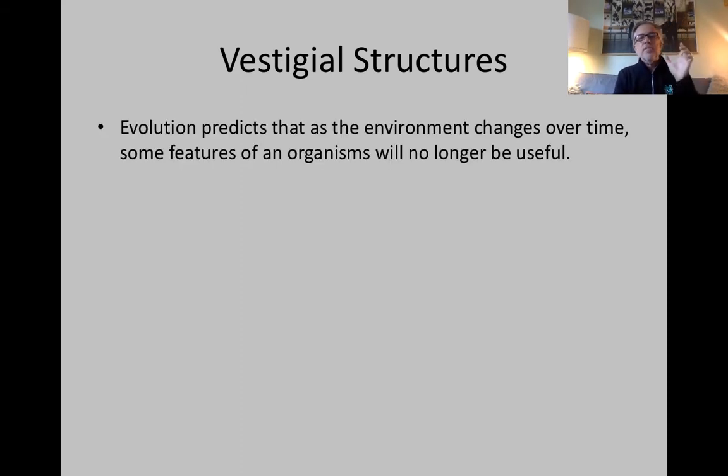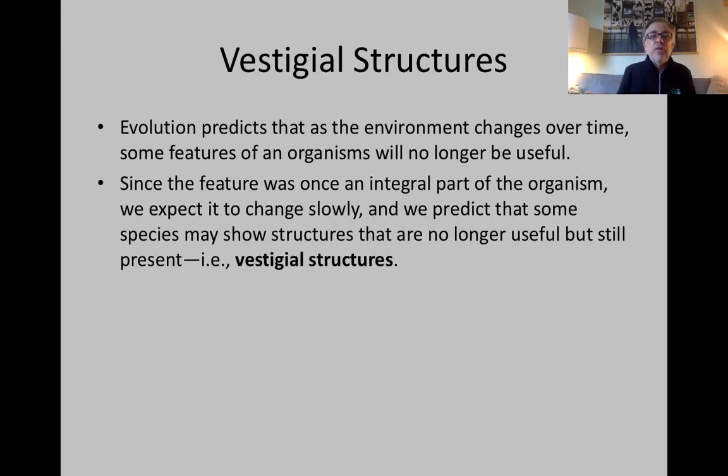Here's another idea that we can use to test evolution. Evolution predicts that as the environment changes over time, some features of organisms will no longer be useful. Since that feature that is no longer useful was once an integral part of the organism, we expect it to change slowly. And we predict that some species will show structures that are no longer useful but still present. And we call these vestigial structures.